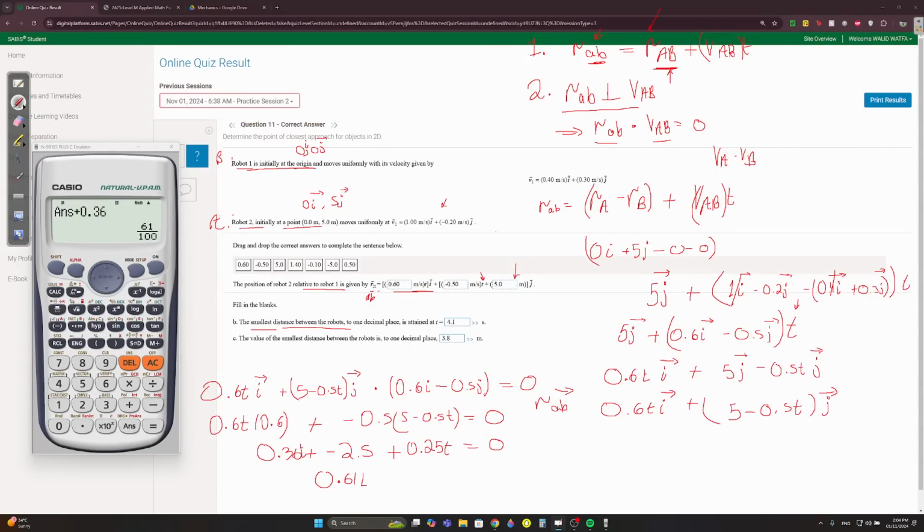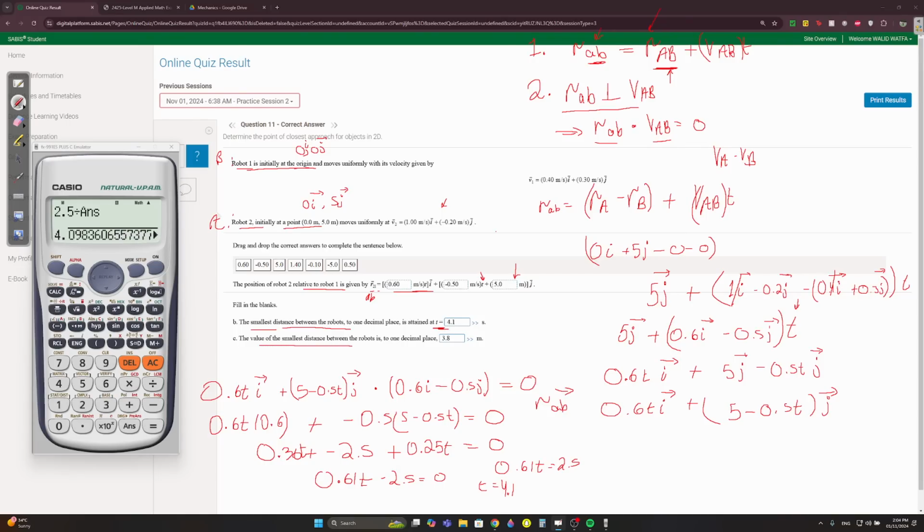I should put T here. 0.61 T minus 2.5 is equal to 0. So you're going to get 0.61 T is equal to 2.5. Divide 2.5 by 0.61. You should get 4.1 to 1 decimal place. So T is equal to 4.1. That's the time. We found the time.